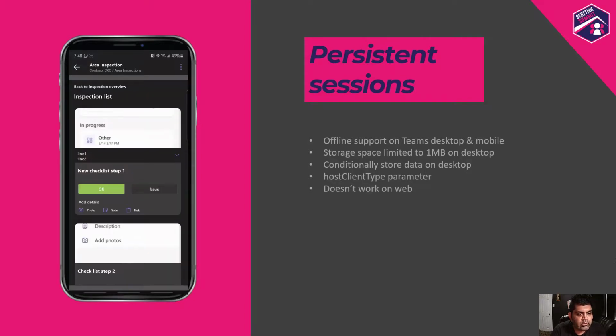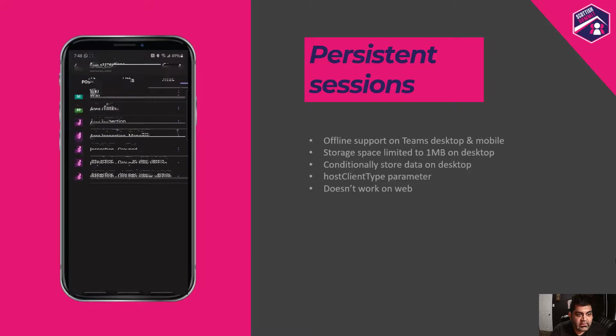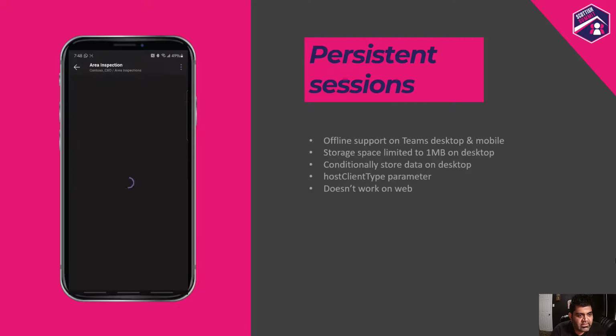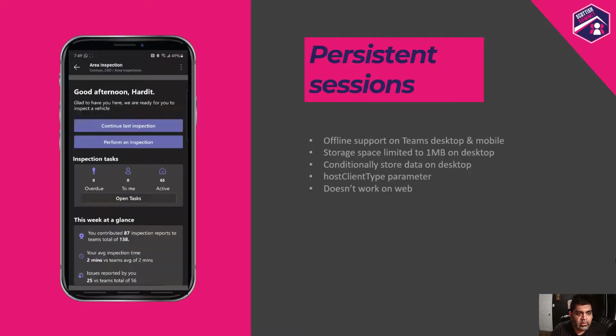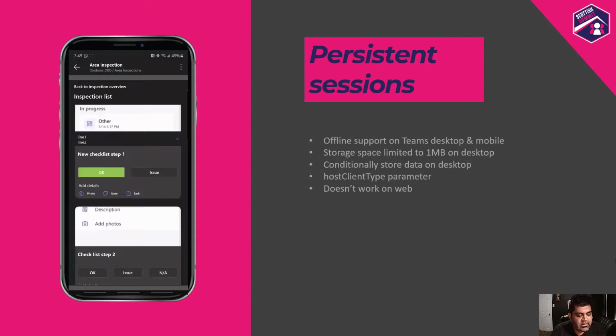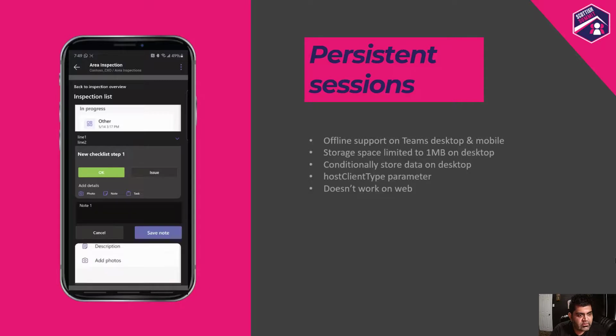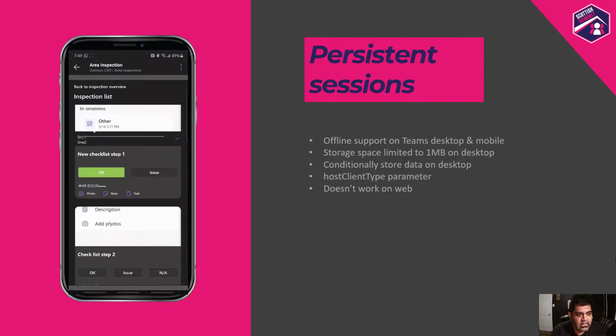And then I'm going to go out of the app and go to any other tab and then come back to the app. And you will now see that I see 2 options. One is to perform a new inspection. The other is to continue my last inspection. And when I do that, my response to the first step is still available and the note that I added is still available as well. So how do you go about adding this feature to your apps?